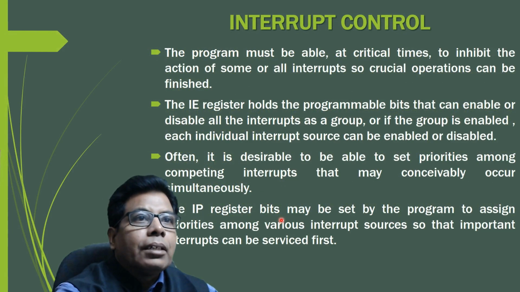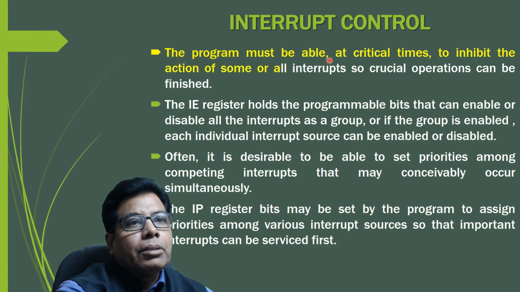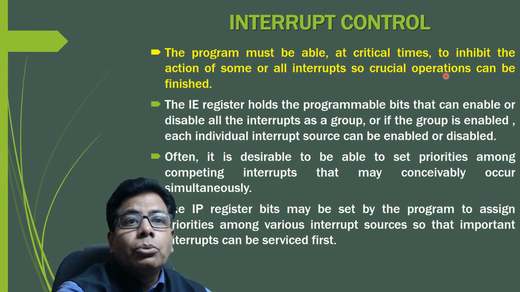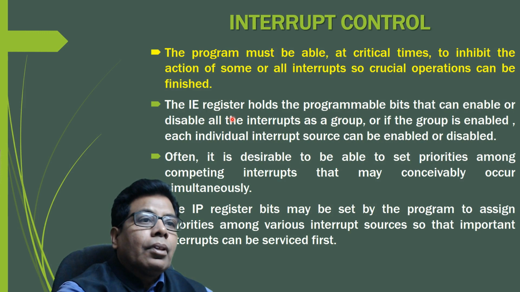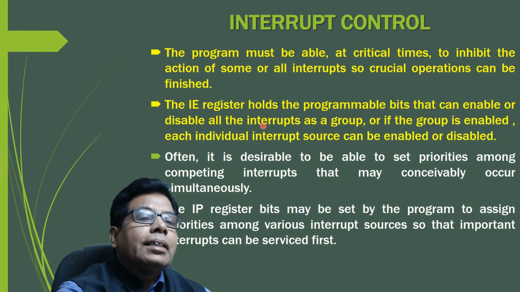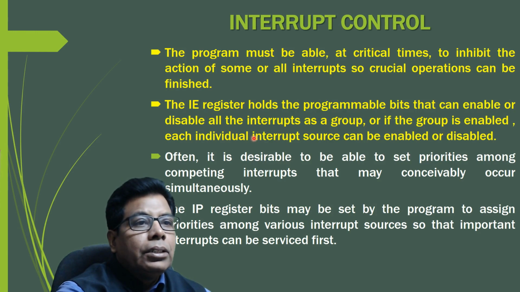Then interrupt control. The program must be able at critical times to inhibit the action of some or all interrupts, so crucial operations can be finished. So that is, we should be able to mask the interrupts when there is an emergency at that time. So the IE register holds the programmable bits that can enable or disable all interrupts as a group, or if the group is enabled, each individual interrupt source can be enabled or disabled.